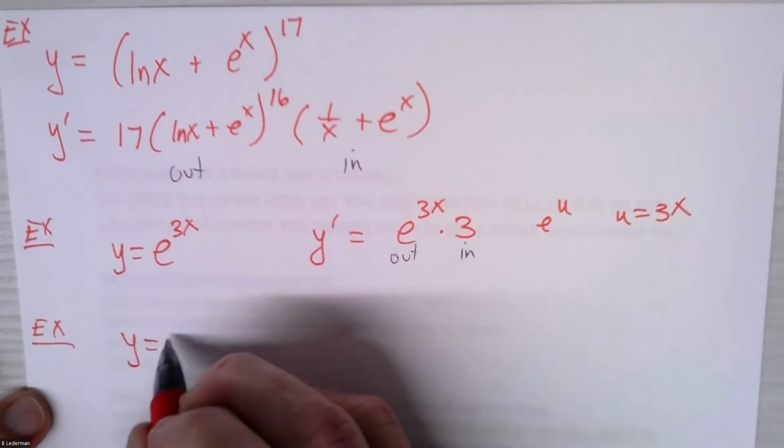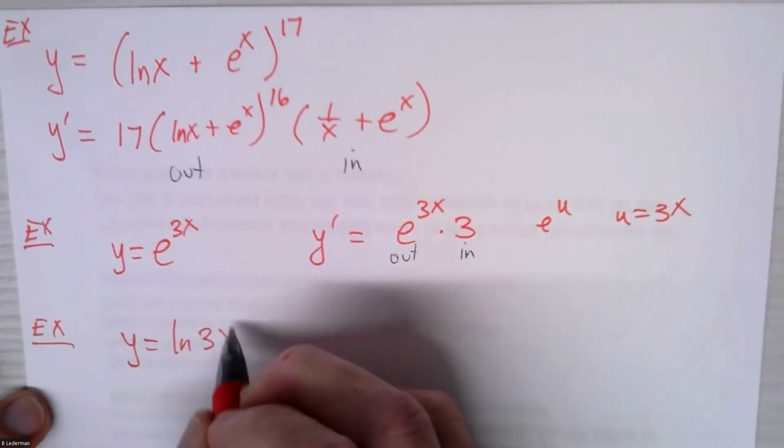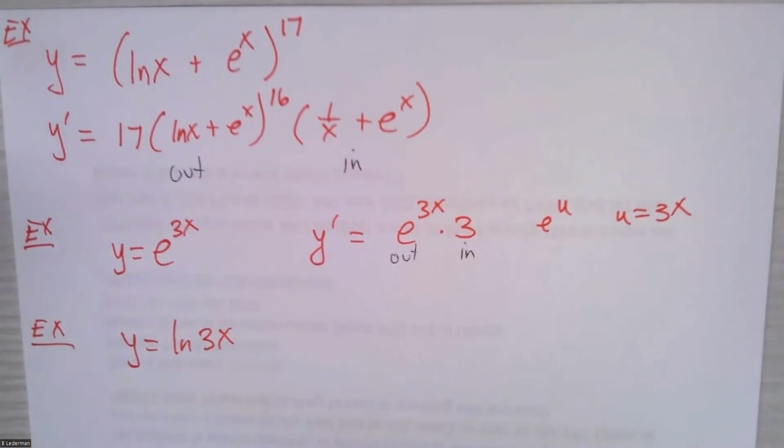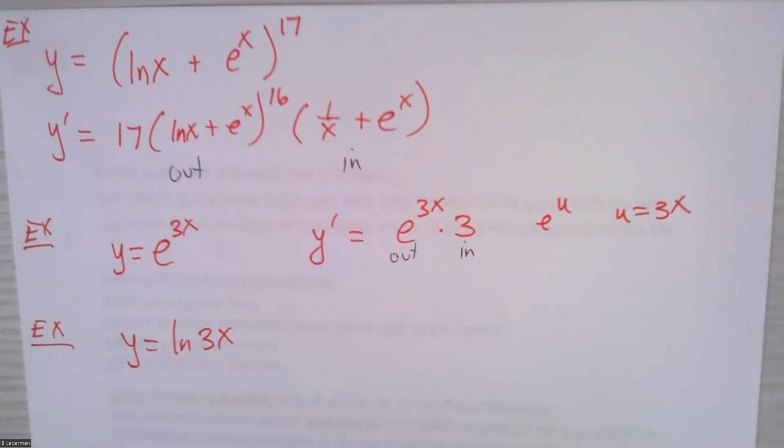If y equals ln of 3x, my guess would be, if the derivative of ln x is 1 over x, that this is going to be like 3 times 1 over x, or 1 over x times 3. Shockingly, that's not going to be the answer. The answer is going to be more streamlined. So let's just do it.